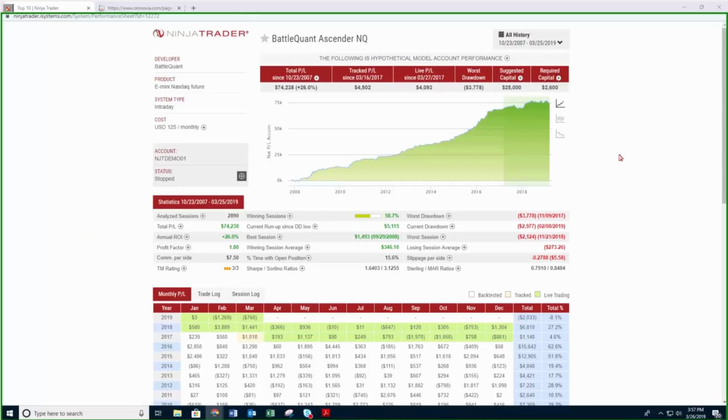And I'll touch on the new versions in a minute. Here, the suggested capital and required capital. These are numbers that we come up with.